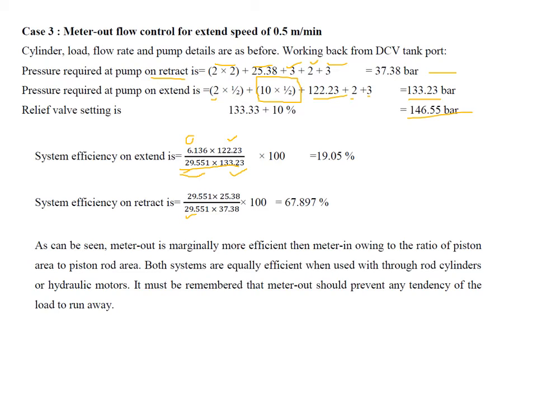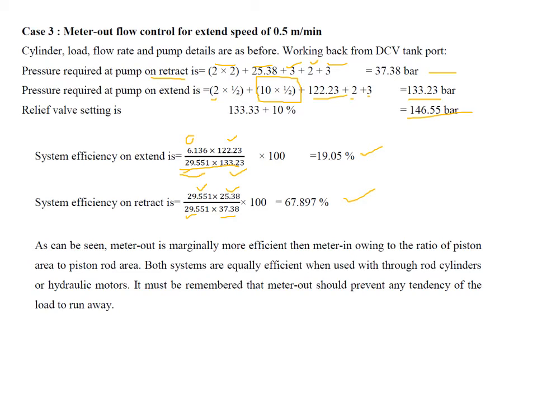So this 129.55 value is not changing because the pump is not changing. Similarly, during retraction we have this particular value. So during retraction this is the discharge multiplied by this pressure, divided by the pressure at the pump, that is 37.38. So that will make the extension efficiency around 19.05 and retraction efficiency around 67.87.